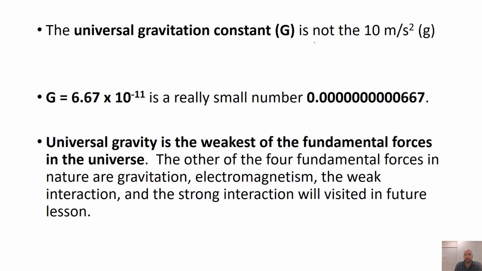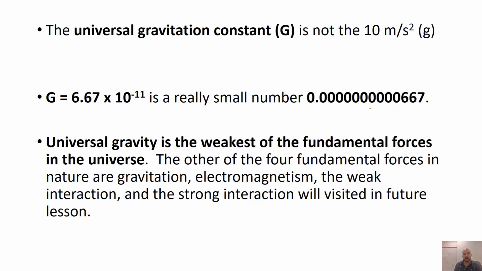Universal gravitational constant, this is going to be the same constant for all objects that are next to other objects. It's not 10 meters per second squared. It's not that, so be aware of that. It's not that little g. It's something different. It's on your equation sheet. You'll see capital G equals 6.67 times 10 to the negative 11th. It's a really small number.